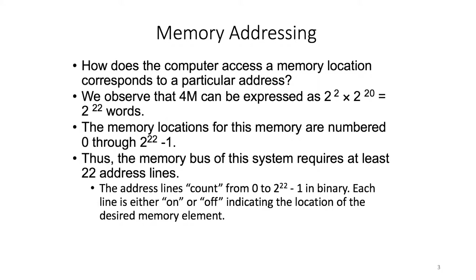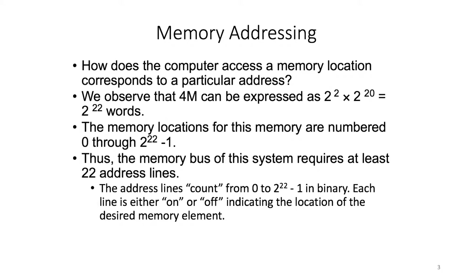So how does a computer access a memory location corresponding to a particular address? That's going to be based on the way the computer addresses the memory location. So for example, memory storage can be expressed as 2 to the power 2 times 2 to the power 20. That's equal to 2 to the power 22 words. And so the memory locations for this memory are numbered from 0 to 2 to the power 22 minus 1.